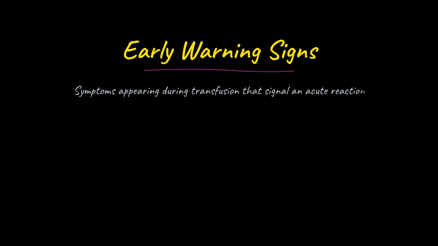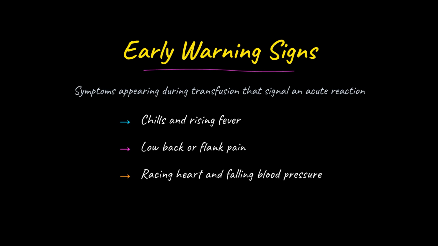The destruction of red cells produces a recognizable cluster of early signs: chills and rising fever, pain in the lower back or flank where the kidneys are struggling with breakdown products, a racing heart, and falling blood pressure. These findings during a transfusion are an alarm that must not be ignored. The mechanism dictates the response.